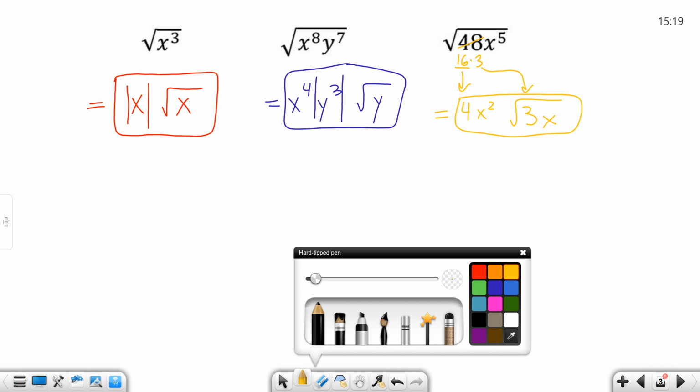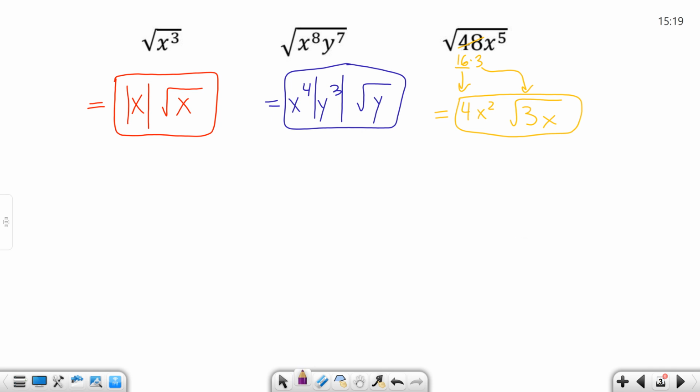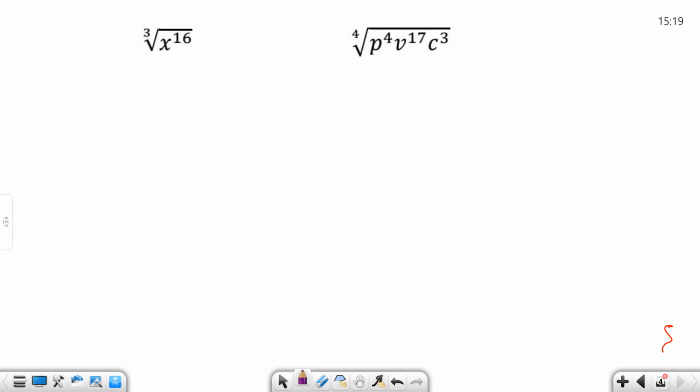So let's keep looking at some of these. The cube root of x to the 16th. So I say 3 goes into 16 how many times? Well, 3 goes into 16 5 times with how many left over? 1, because 16 over 3 is 5 1/3.